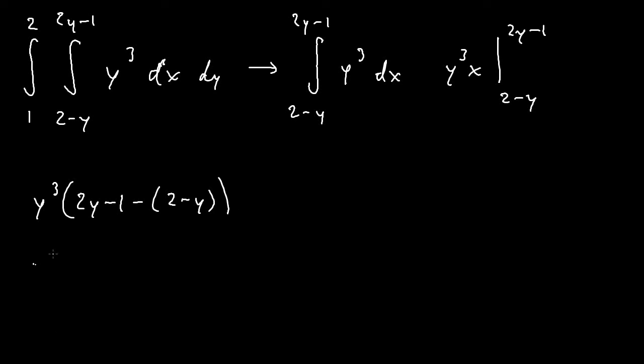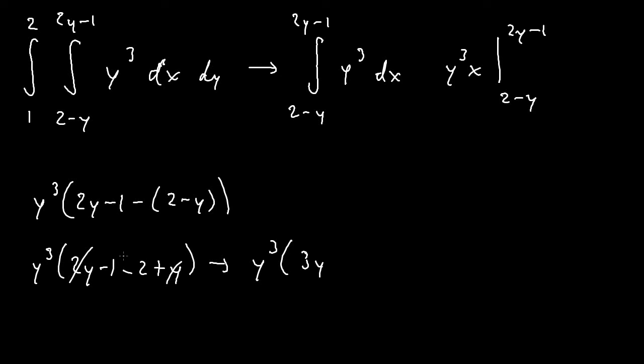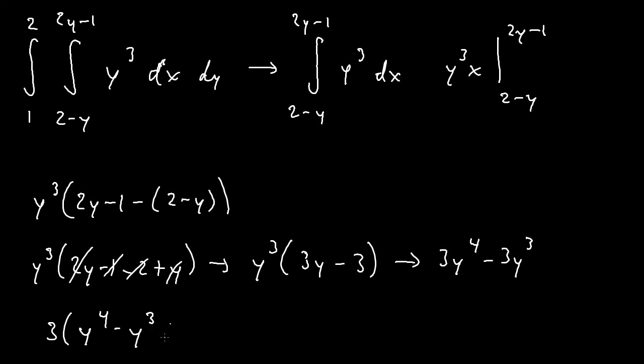Then if I simplify what's inside the parentheses, we'll get y cubed times 2y minus 1 minus 2 plus y. So we get y cubed times 2y plus y is 3y, and then negative 1 minus 2 is negative 3. Then when I distribute the y cubed, we get 3y to the 4th minus 3y cubed. I'll go ahead and factor out that 3. So we get 3 times y to the 4th minus y cubed.